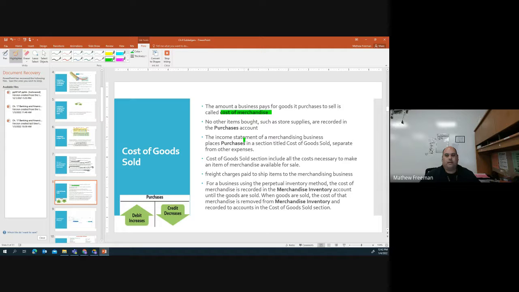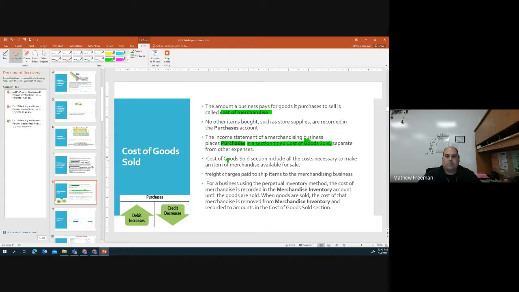Items statement of merchandise business place purchases in this section titled cost of goods, separate from other expenses. So you're going to have a purchase account in your expense section called purchases, okay? And that's going to be a cost of good, and it's going to be an expense. So it's going to affect our owner's equity account.